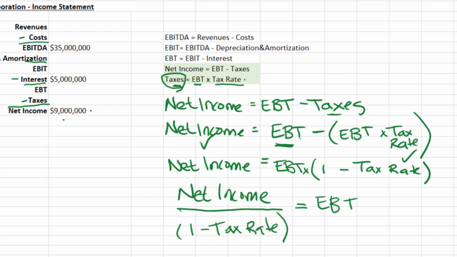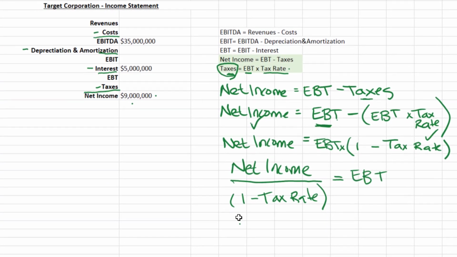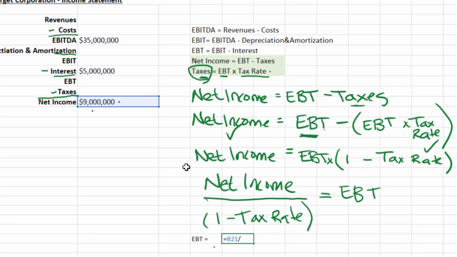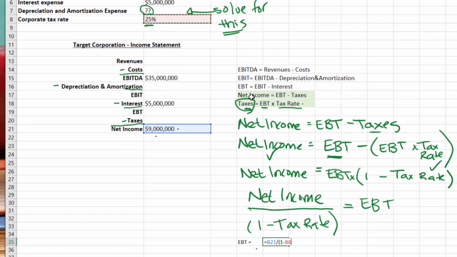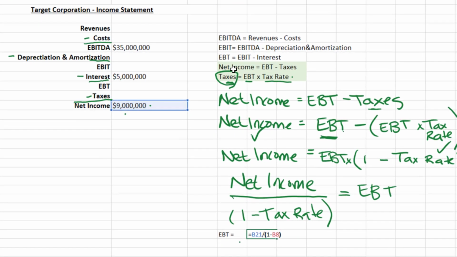So in Excel, I can do that by typing it into here, right? So here, my EBT is going to equal, I'm going to take net income right here, equals net income divided by, open parentheses, 1 minus the tax rate, which is 25%. And then I'm going to close up those parentheses.